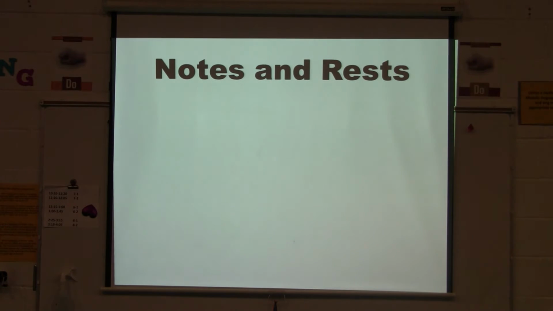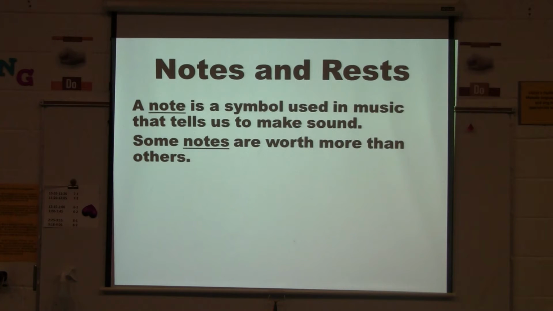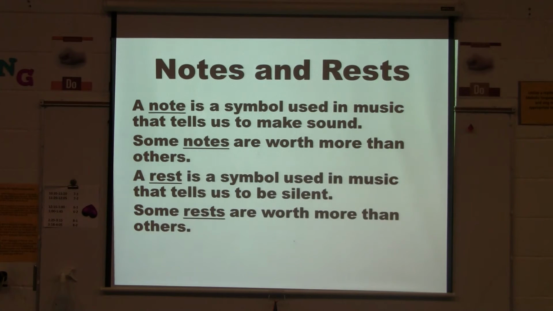Okay, let's go on. Notes and rests, the moment you've all been waiting for. A note is a symbol used in music that tells us to make sound. Some notes are worth more than other notes, meaning some notes are longer and some are shorter, and they look different so we can tell which one is which. A rest is the opposite. It's a symbol used in music that tells us to be silent, and some rests are worth more than other rests.